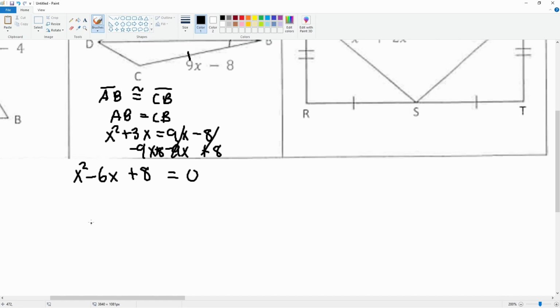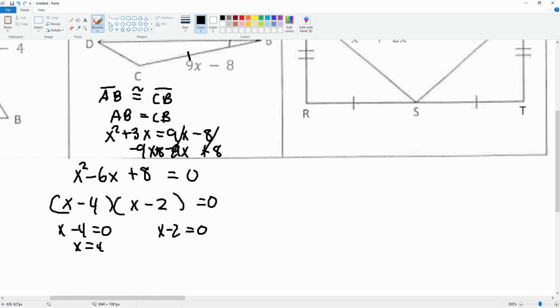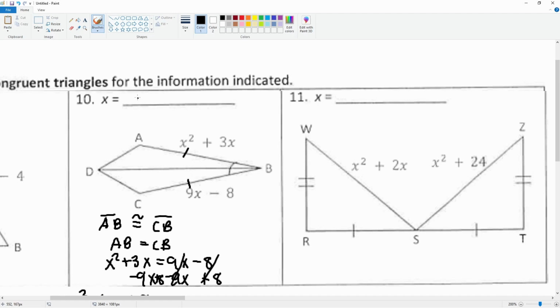Two numbers that multiply to get positive 8, which add up to negative 6. So it looks like x minus 4 and x minus 2. Negative 4 times negative 2 is positive 8. Negative 4x and negative 2x does add up to negative 6x. So this is correct. x minus 4 equals 0, so x is equal to 4. x minus 2 equals 0, plus 2 to both sides, x is equal to 2. So x is equal to 4 or x is equal to 2.